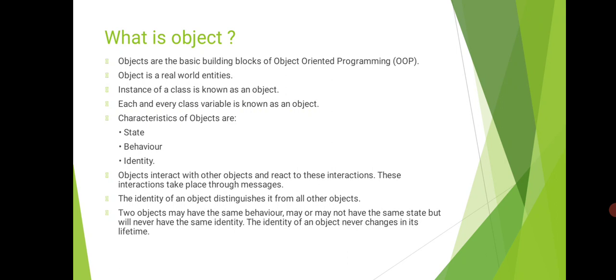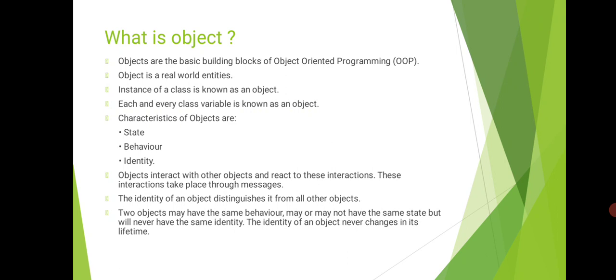Two objects may have the same behavior. So suppose two objects having the same behavior may or may not have the same state. Even if they have the same state, they will never have the same identity. The identity of an object never changes in its lifetime.